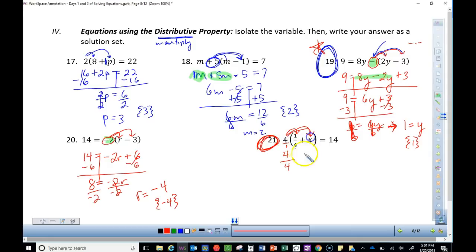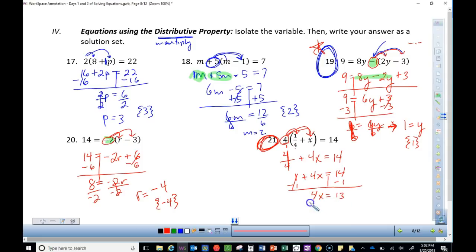And then 4 times x would be positive 4x equals 14. So this is just a 1. So we have 1 plus 4x equals 14, because 4 divided by 4 is just 1. If you think of it, you're doing 4 times 1/4. 4 times 1/4 would make 1 whole. So now we got to get rid of that 1. Negative 1 to both sides. So 4x equals 13.